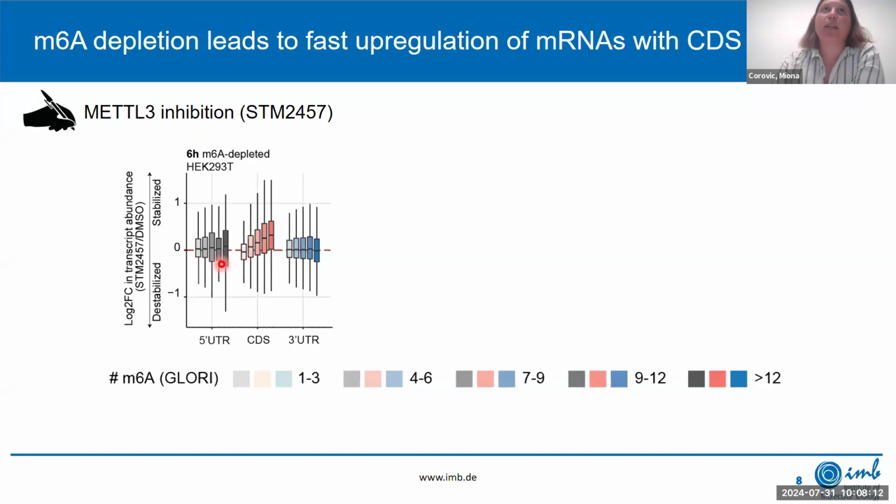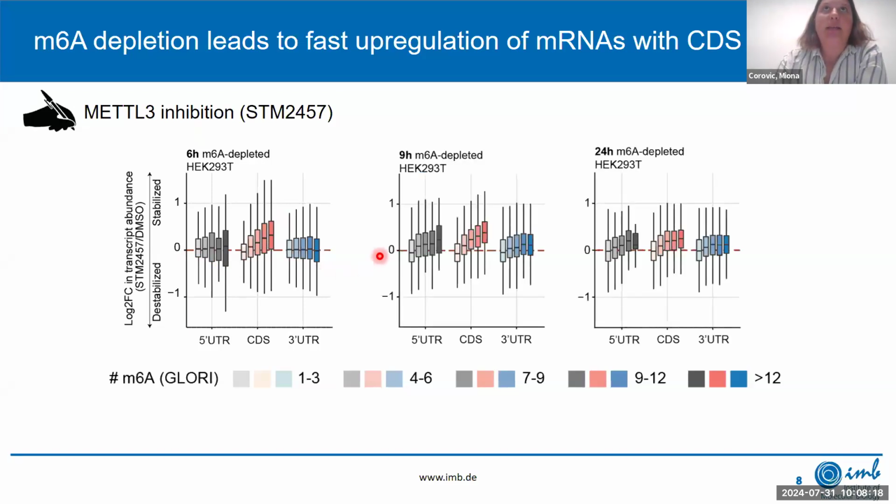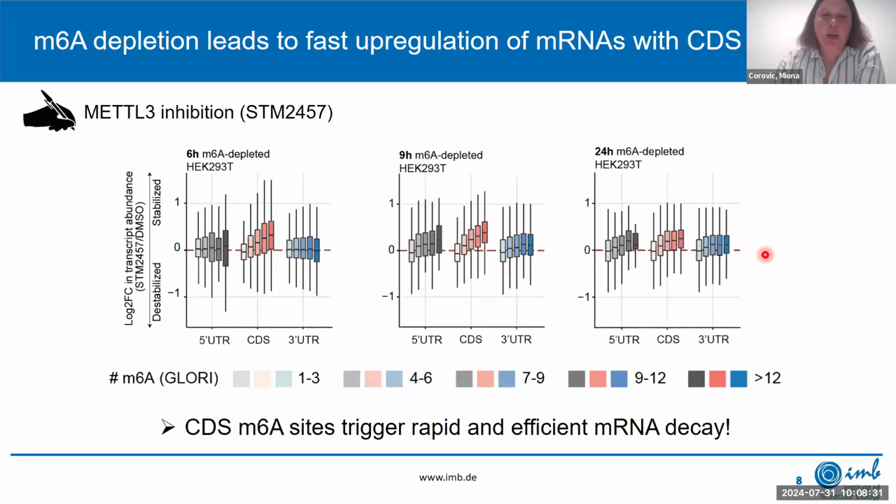While we couldn't see any change, no matter how many m6A sites they had in the 5' or 3' UTR. And upon longer treatments, upon the depletion for 9 and 24 hours, transcripts with sites in the 5' or 3' UTR were also starting to show the effect. So we observed that CDS m6A sites trigger rapid and efficient mRNA decay compared to other transcript regions, and we wanted to investigate this.